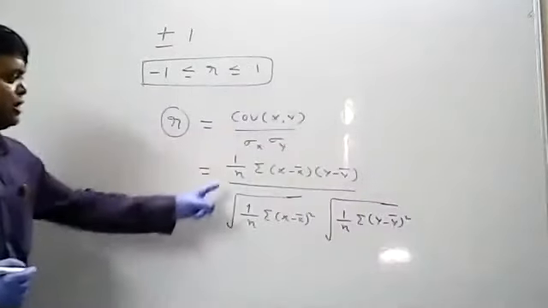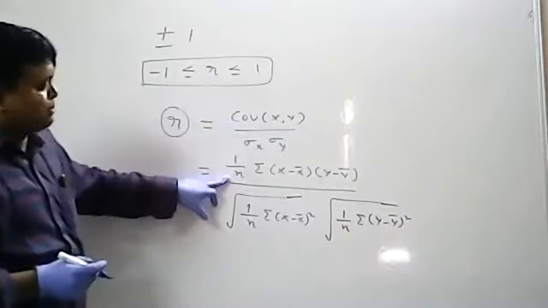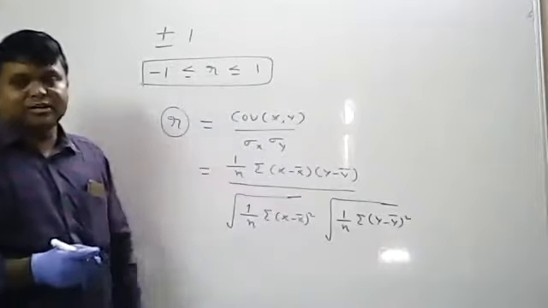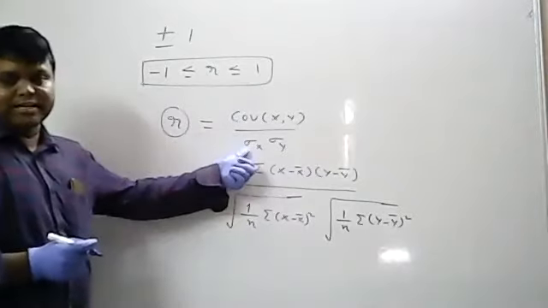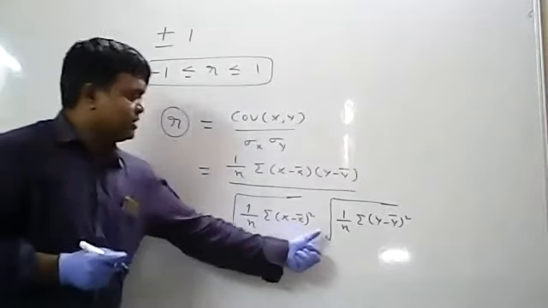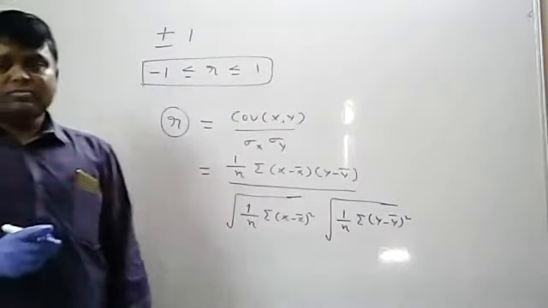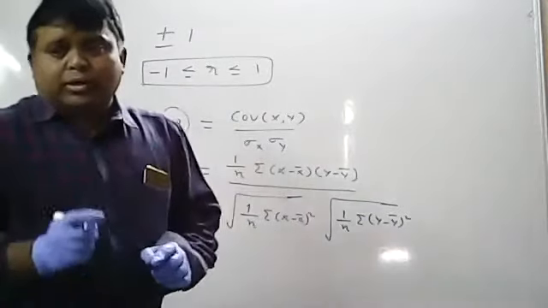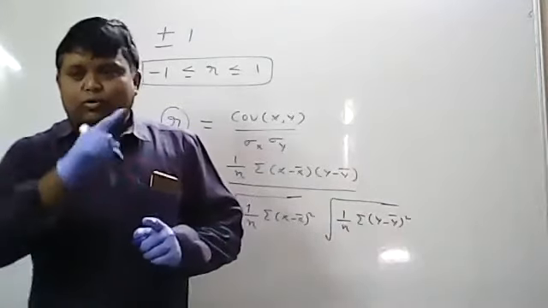I hope all of you understood. All these are formulas only. Covariance of xy is 1 by n summation x minus x bar into y minus y bar, divided by root of 1 by n summation x minus x bar whole square, into root of 1 by n summation y minus y bar whole square. All of you know root a into root b. Suppose root a into root b is there, you can write root ab.